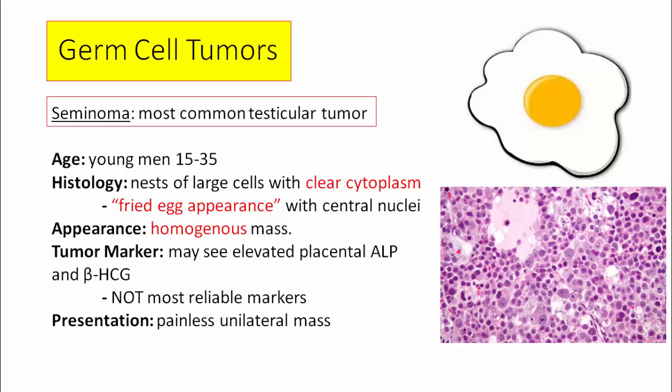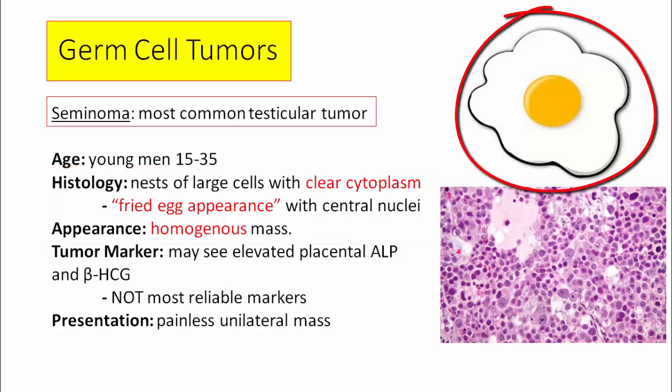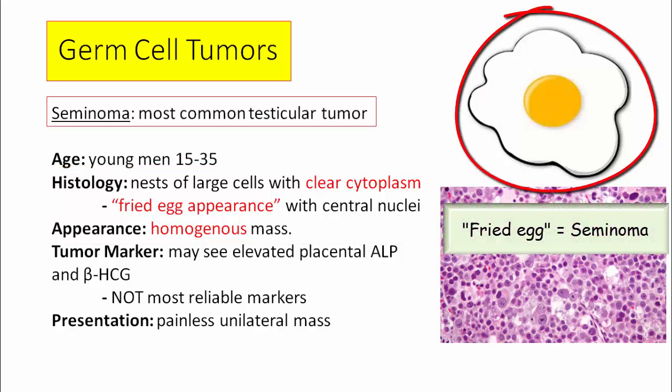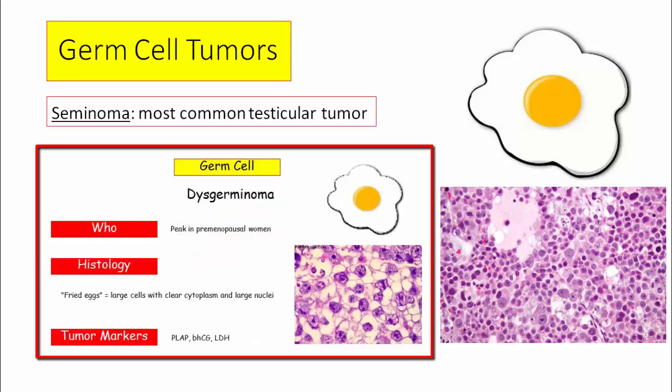Seminomas will be described as a homogeneous mass with large cells with clear cytoplasm and a central nuclei, or as having a, quote, fried egg appearance. If you hear this descriptor, you'd better be picking seminoma. Can you think of another tumor that is also described as having a fried egg appearance on histology? That's right, dysgerminoma of the ovary.